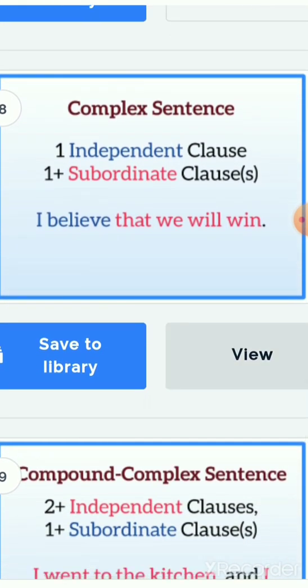Complex sentence. In a complex sentence, we have one independent clause and one subordinate, or dependent, clause. For example, I believe that we will win. Now, that we will win, this part in red, is a subordinate clause. It cannot stand alone, even if we have the subject we and the verb will win.